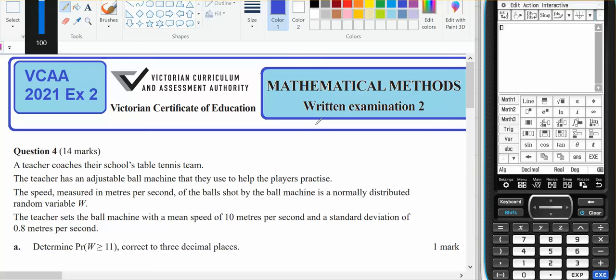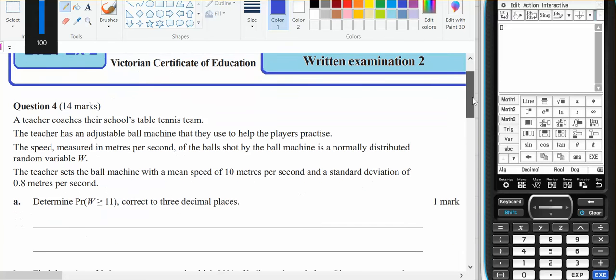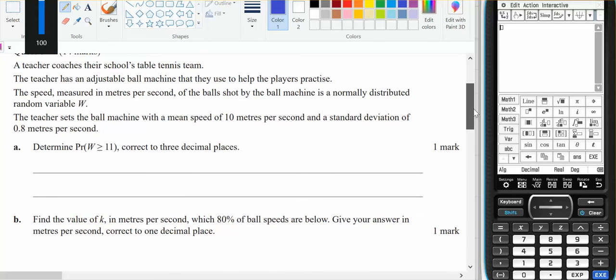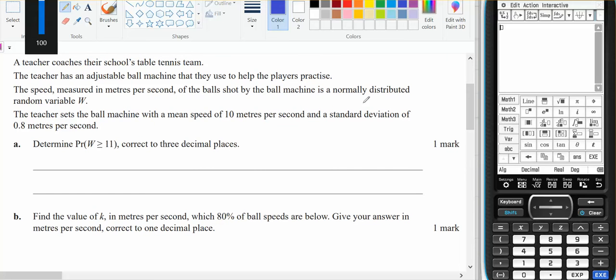Question number 4. A teacher coaches their school table tennis. An adjustable table machine helps practice. The speed is normally distributed with a mean of 10 and a standard deviation of 0.8. Find the probability that the speed is bigger than or equal to 11.